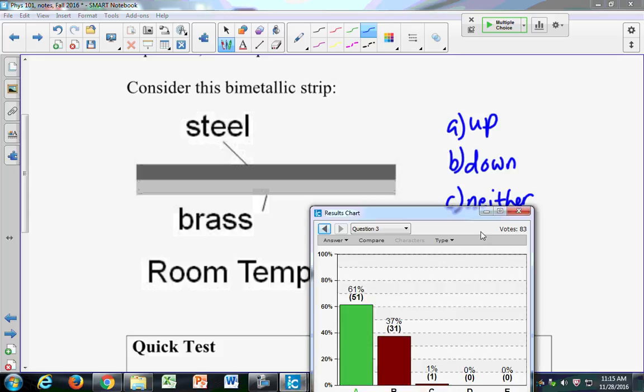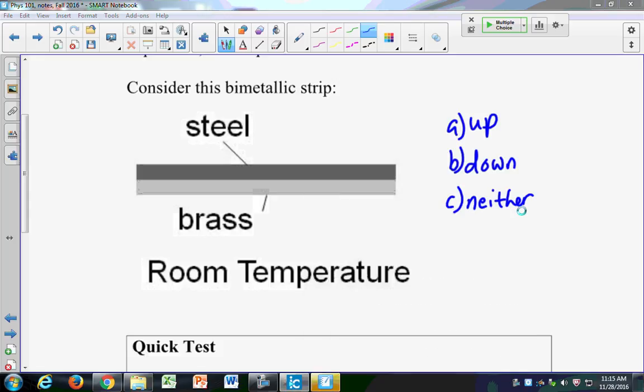Okay, good. Well, sort of good. A is the right answer. If I look back at the table, which of those has a higher coefficient of linear expansion? The brass has quite a bit higher linear expansion rate. That means that when you heat this up, the brass side is going to get longer than the steel side at a faster rate. It'll increase in length by more, and also more quickly.